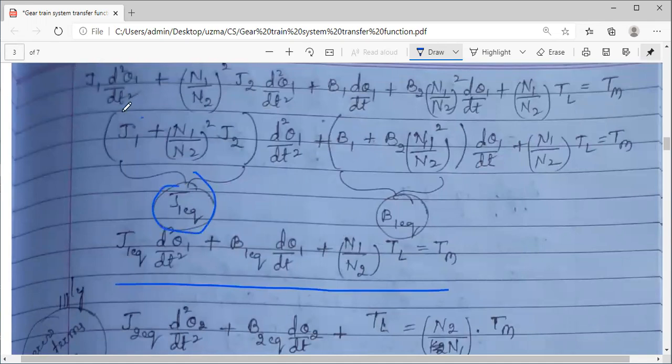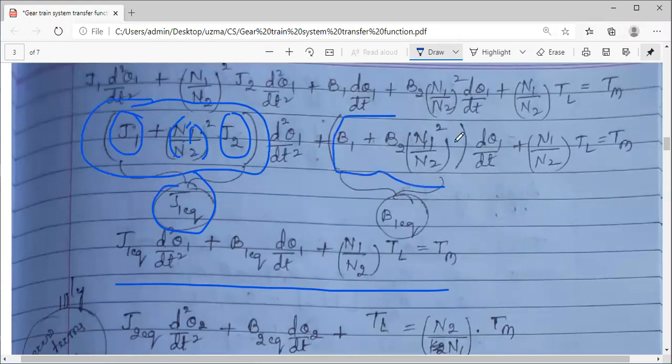See, the J equivalent: the shaft 1 value will remain unchanged, but the shaft 2 value gets multiplied by this factor. So what is this factor? The numerator is the number of teeth of the destination shaft. In our case, the destination is the first shaft, so here it will be N1, and the denominator is the number of teeth of the source shaft, that is N2. We are moving from shaft 2 to shaft 1, so the ratio will be N1 by N2. So this is your changed value of J, the moment of inertia.